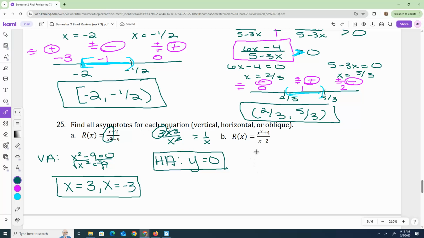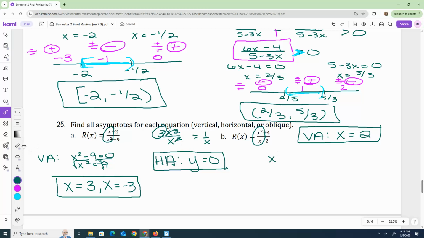Alright, so for B, what is my vertical asymptote? 2. Vertical is always x equals, and it's what makes the bottom 0, so x equals 2. To decide horizontal or oblique, if you divide those leading coefficients, x squared divided by x, what happens? It's oblique because x is left on top.